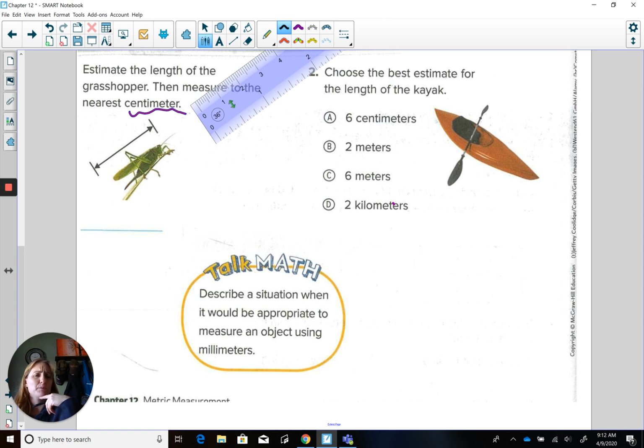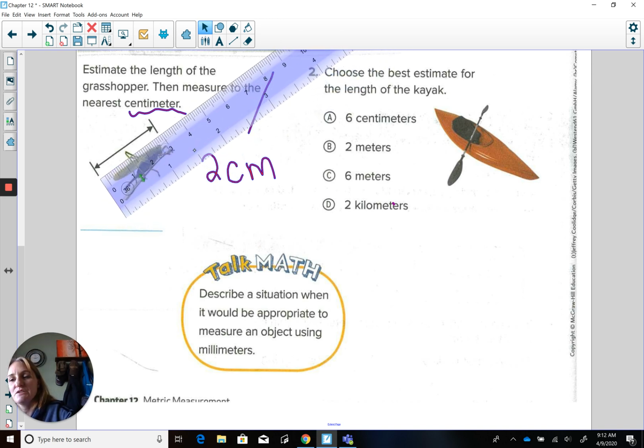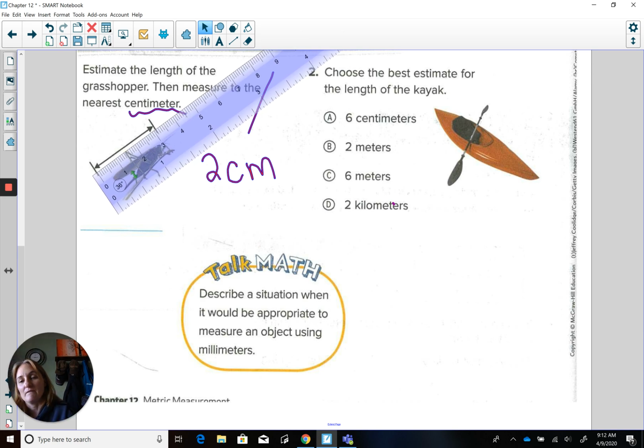So I'm going to step to the side here. This is comparing it to something I already know. I'm going to actually measure it. So, ruler right here, first line is best to get it there. And then my line right here is really, really close to the 3.